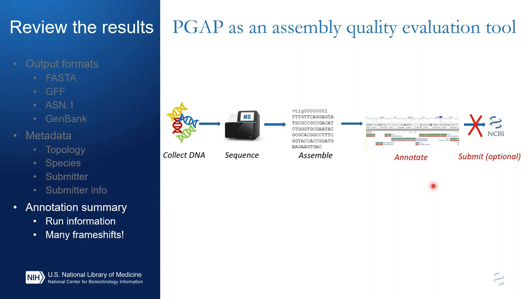Instead of submitting immediately, you should review the results and submit them only if they're high quality. If you don't find the results to be very satisfying, that gives you an opportunity to go back to your sequence or to the assembly and fix what you think has gone wrong. So we hope that by putting PGAP in your hands, that cycle of annotating, reviewing, and going back to the methods will be much shorter.